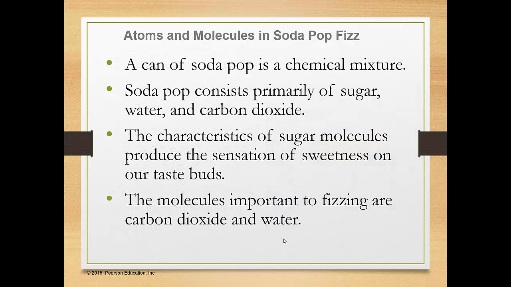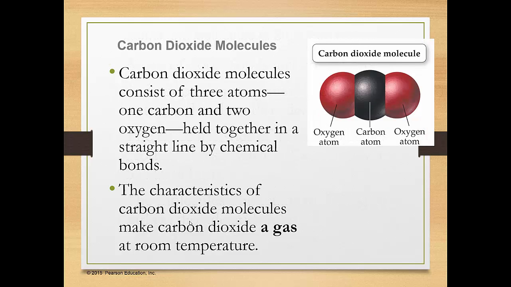So, a can of soda pop is a chemical mixture. It consists primarily of that water and carbon dioxide and then sugar. We all know there's sugar in soda pop, so that's a molecule as well. The characteristics of these molecules give the soda its character. So the sugar molecules react with sensors on our tongue to produce sweetness. Okay. Carbon dioxide and water, those are in there, first of all, to make it a liquid, to have a carrier, lots of water in there. The carbon dioxide is in there to give it that fizzing action. Again, it's that sensation on the tongue that we like so much.